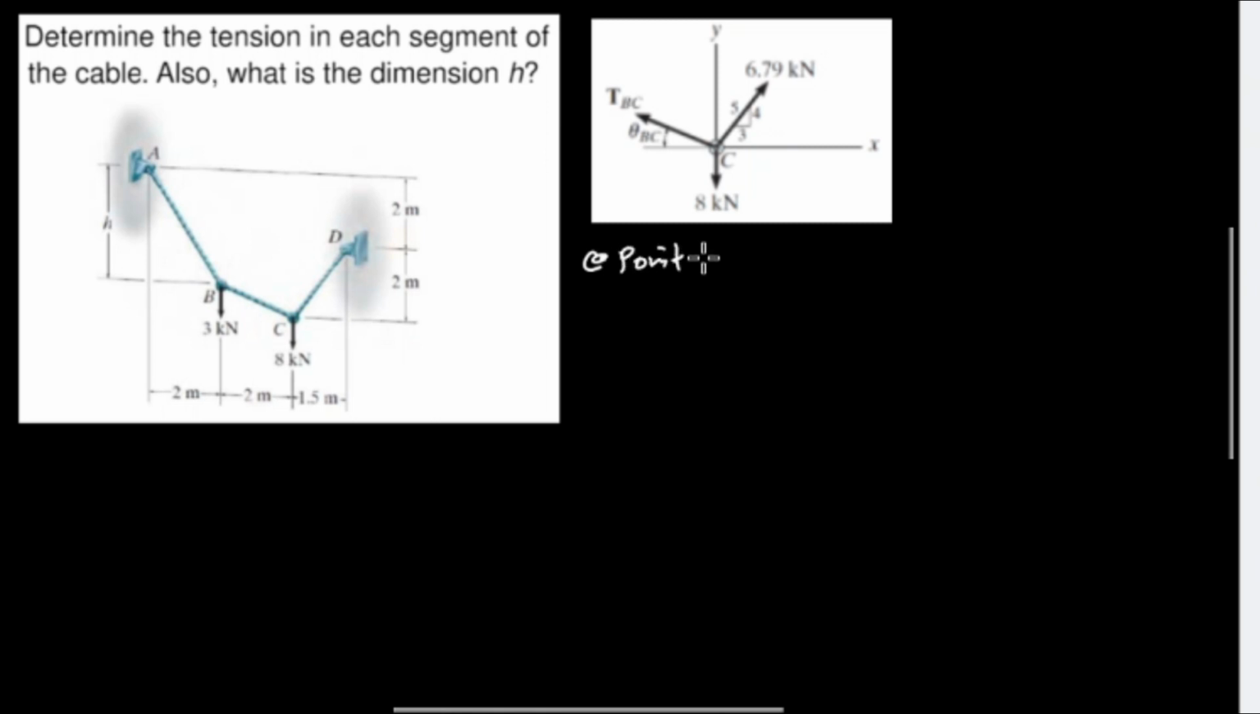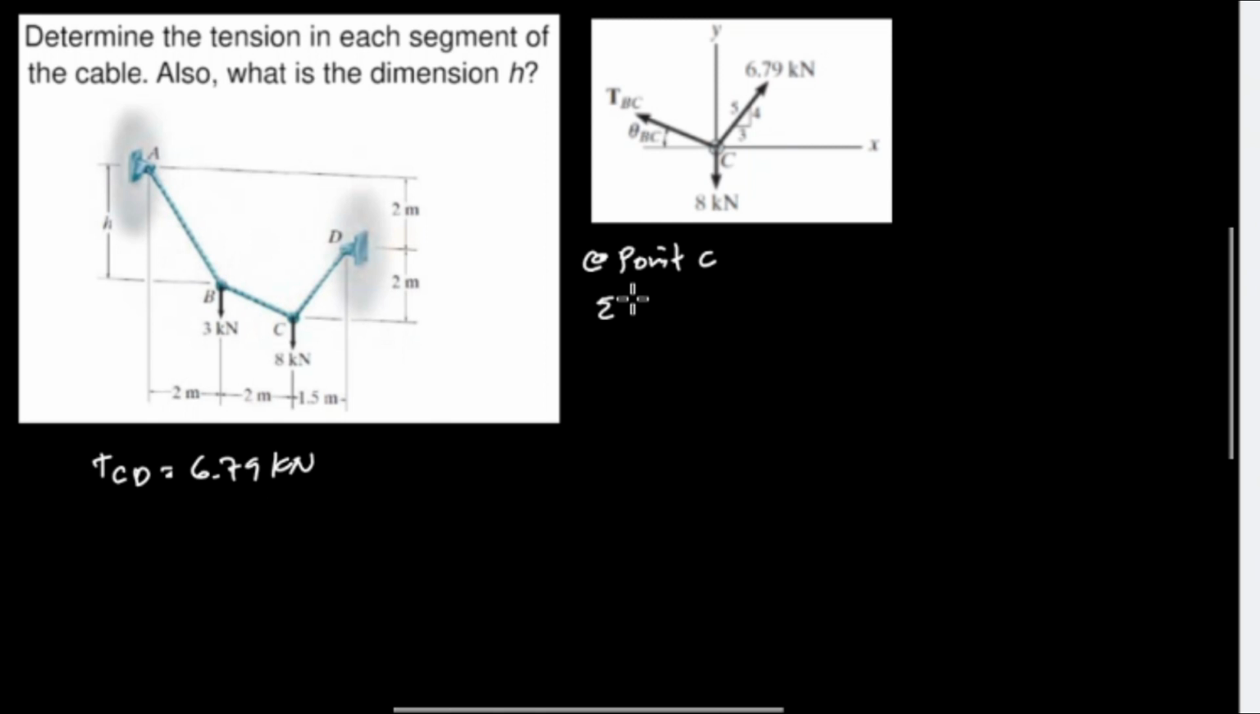At point C, we have TBC and TCD, and the 8 kilonewton load. So we have TBC at an angle of theta BC, and we have the value for TCD. TCD is equal to 6.79 kilonewton, and the ratio is 3:4:5. Next, we will find the summation of forces.